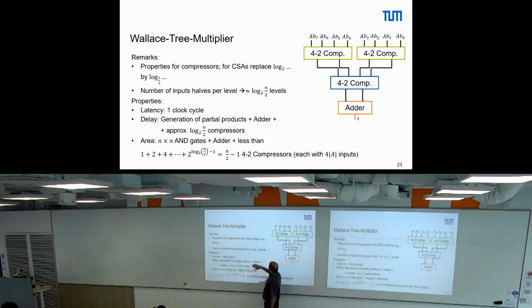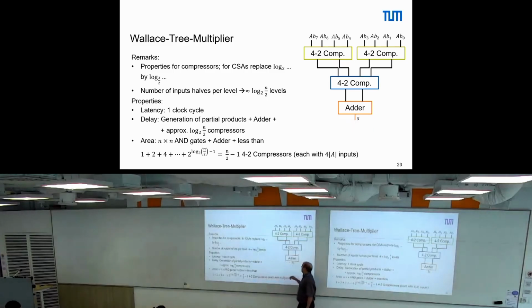So we have here a latency of 1 clock cycle because we have no register in between. Of course, we can add some to speed it up. We can do intermediate registration, pipelining, whatever we want. But for the moment, as it's drawn, it's 1 clock cycle. We need first to generate all the partial products. That adds to the area and also to the delay.